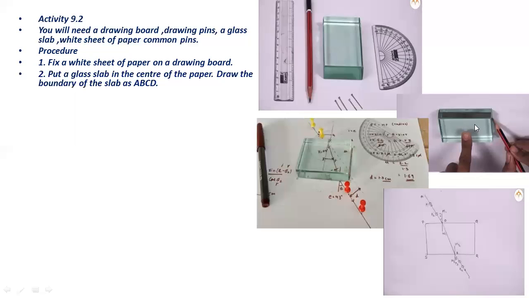So put the glass slab in the center of the paper, draw the boundary of the slab, and then give them names A, B, C, D, or P, Q, R, S, whatever you want. So A, B, C, D are the names.